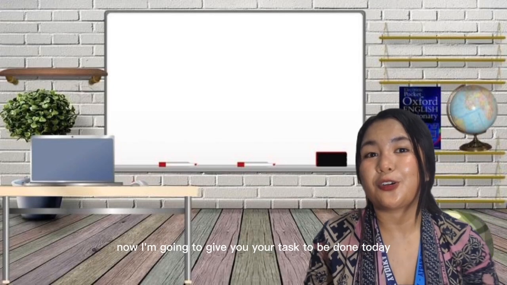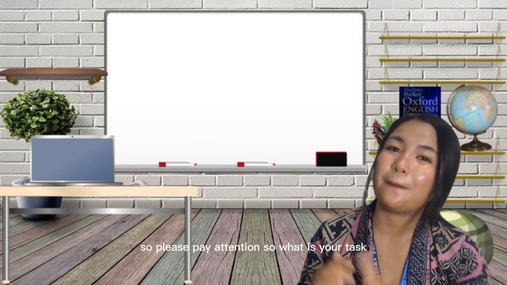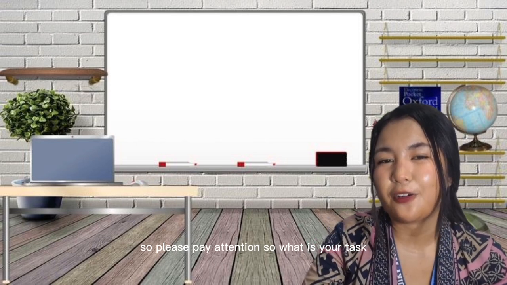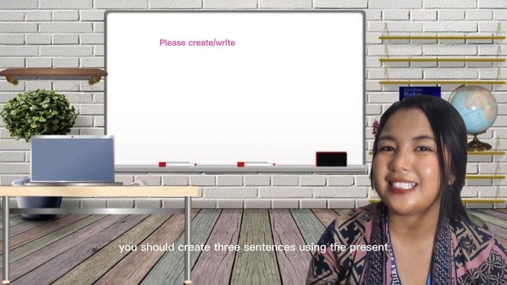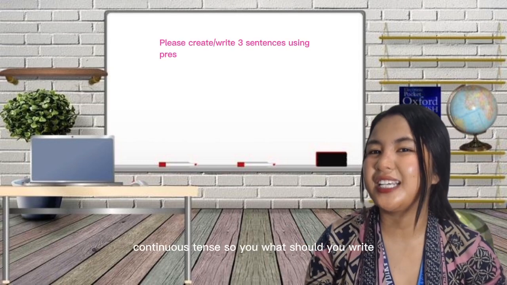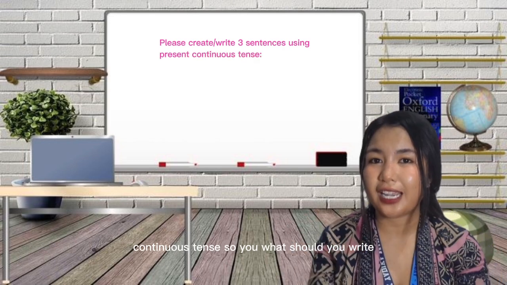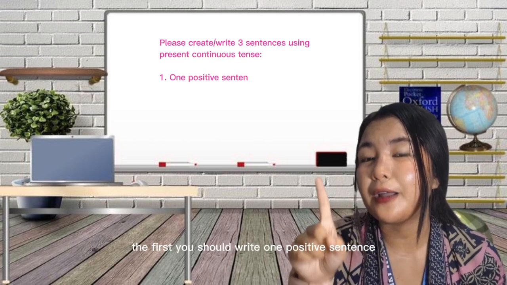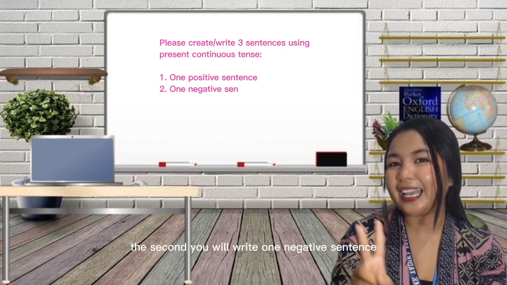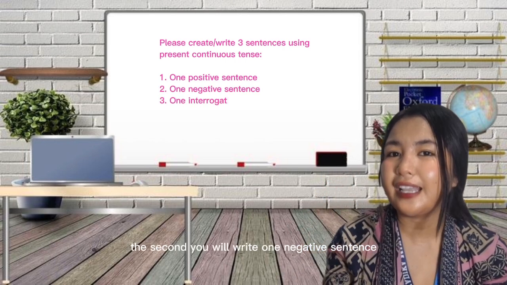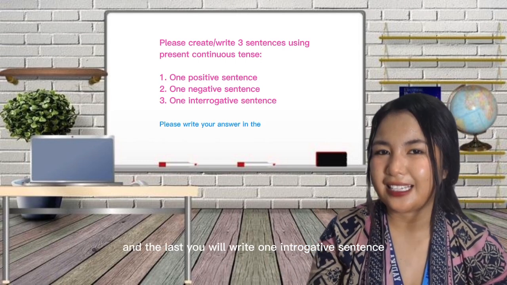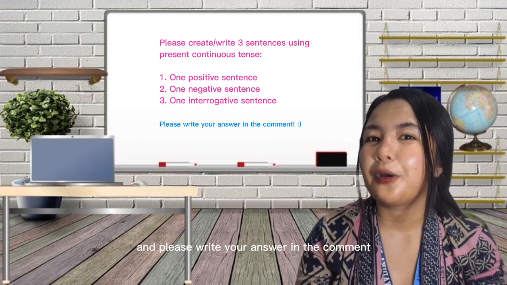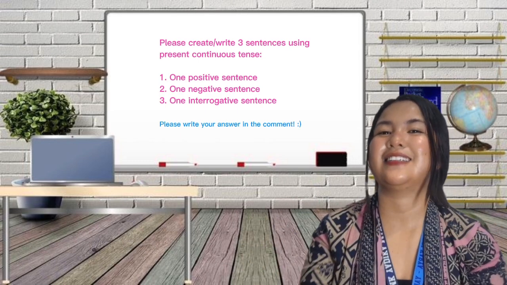Now, I'm going to give you your task to be done today. So, please pay attention. What is your task? Your task is you should create 3 sentences using the present continuous tense. The first, you should write 1 positive sentence. The second, you will write 1 negative sentence. And the last, you will write 1 interrogative sentence. And please write your answer in the comment.